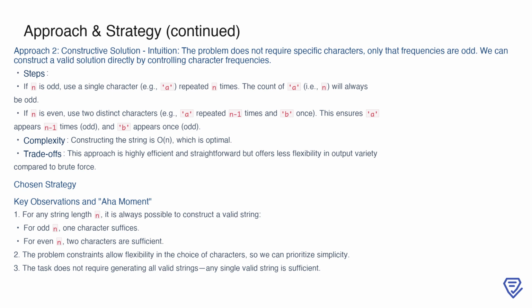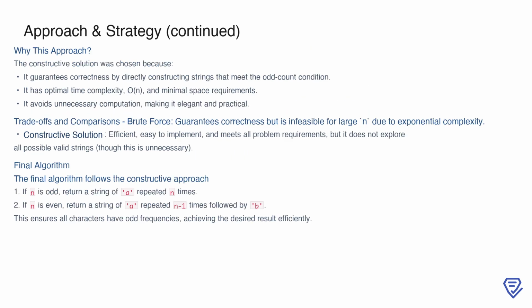Now, let's solidify our strategy by summarizing the key observations. The constructive solution was chosen because it offers several important advantages. First, it guarantees correctness by directly constructing a string that meets the odd count condition. Second, it achieves optimal time complexity, O(n), and requires minimal space. Additionally, it avoids unnecessary computations, making it both elegant and practical. When we compare this to the brute force method, the differences are clear.